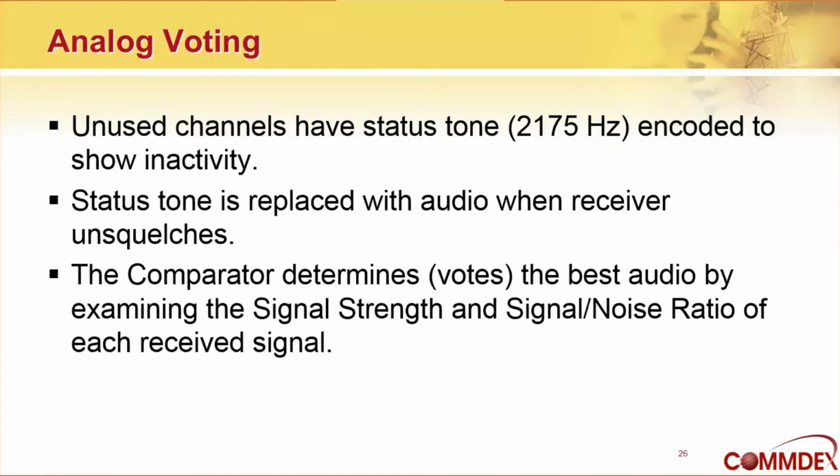And in the analog world, the comparator will then vote the signal or select the best audio by looking at both the signal strength of the signal and the signal to noise ratio. So there may be 3 or 4 signals coming in, but it will select the one that sounds the best in accordance with the signal to noise ratio.